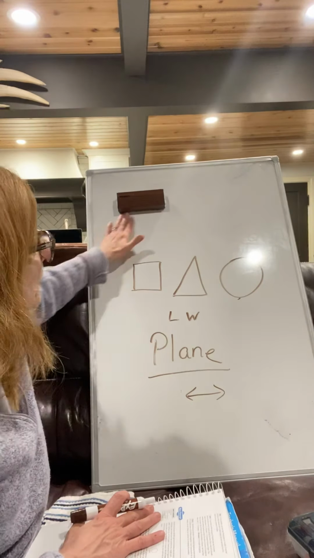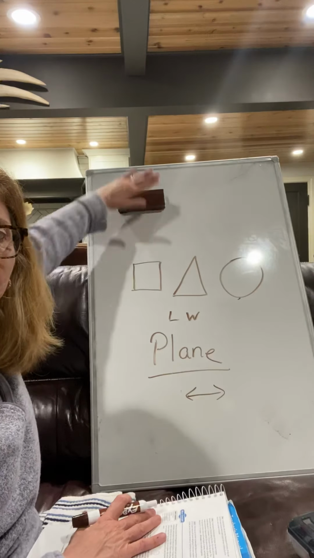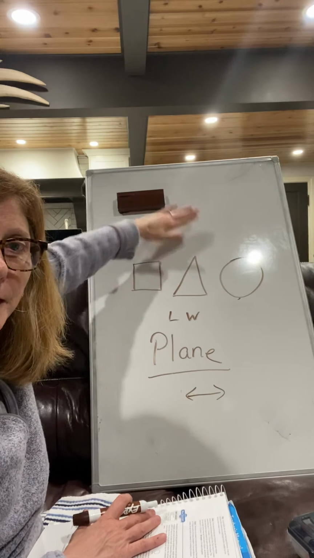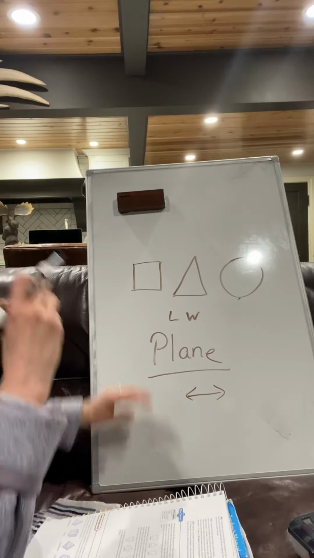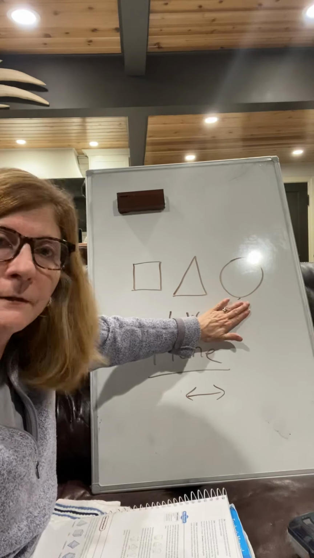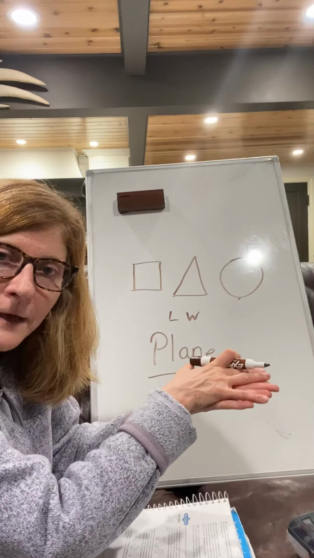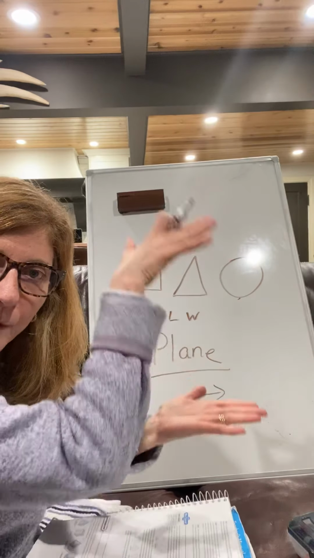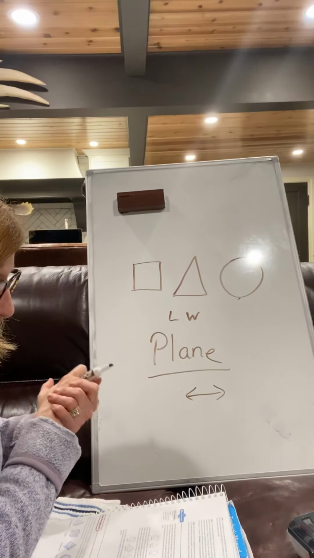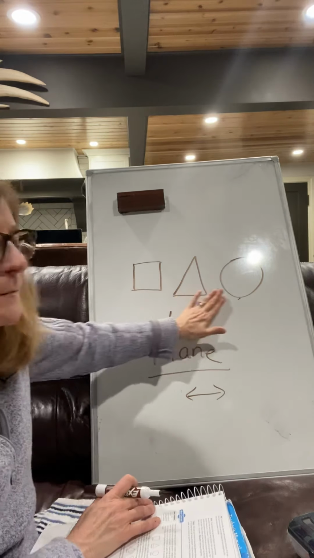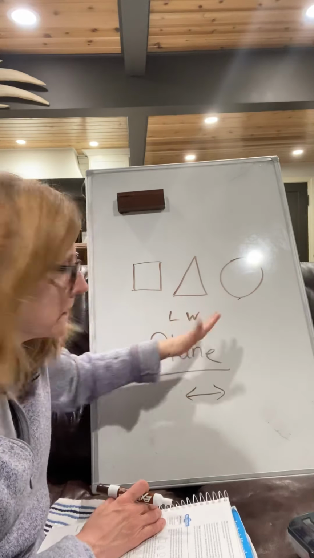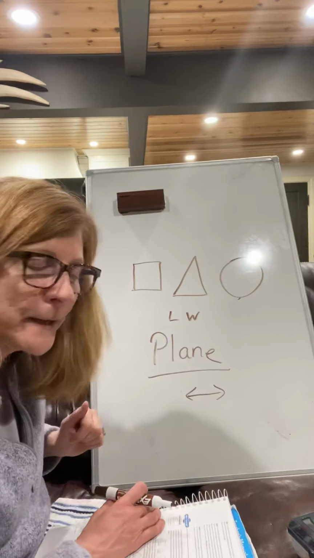Now, a plane can be represented by this whiteboard. Could be a plane, okay? And the shapes, the square, the triangle, and the circle lie flat on the plane. They don't stick up. There's no depth at all on the plane, okay? We find these types of figures on planes, on flat surfaces, okay?